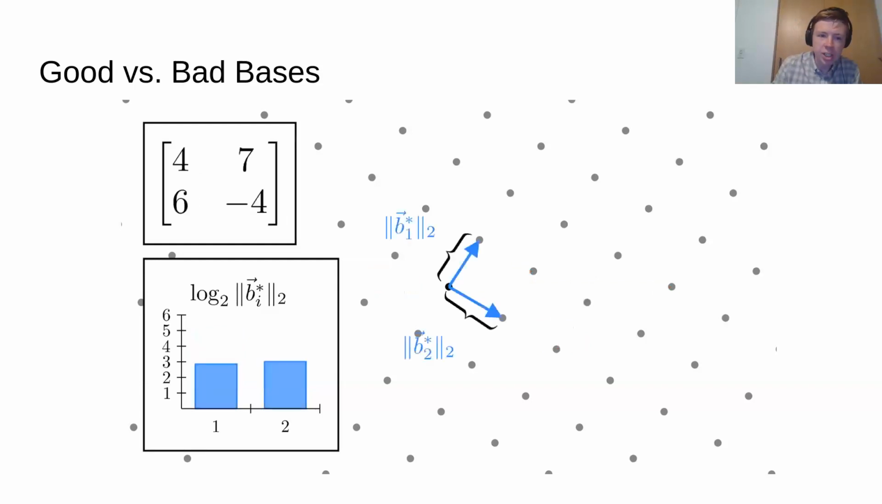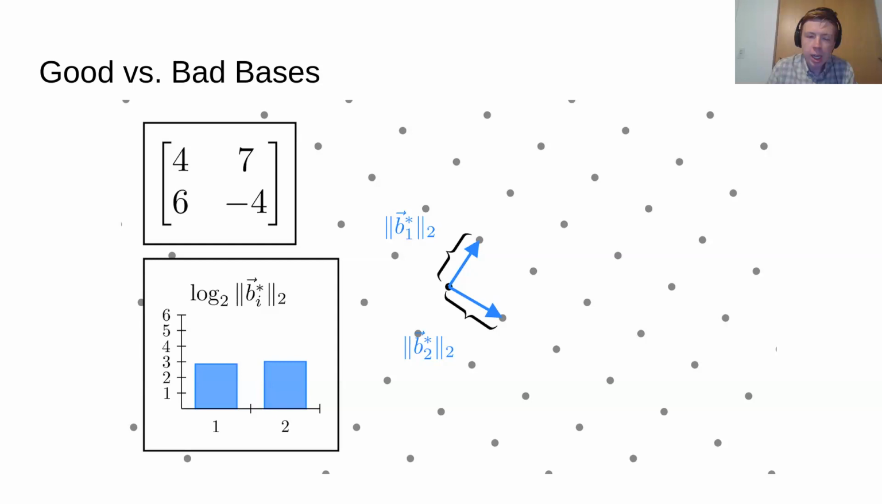To look at our other basis here and look at the different orthogonal components, we see that these two basis vectors are already essentially orthogonal. So the lengths of the orthogonal components of the vectors are close to the lengths of the vectors themselves. If we plot them out, we'll see that there is no longer this large decrease in the log lengths of these orthogonal vectors. There is only a small decrease or a small increase.